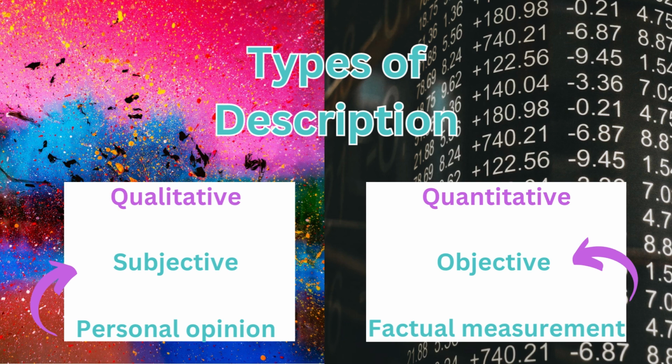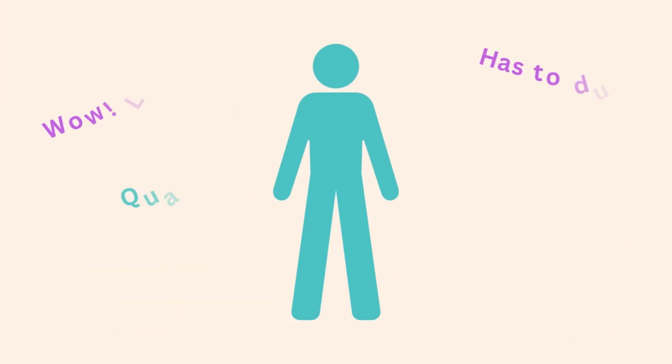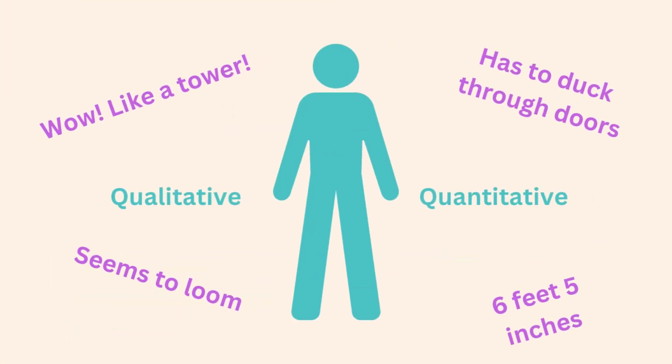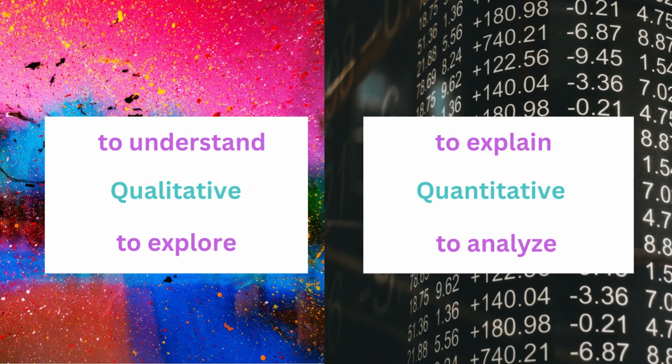For example, if I were to describe a tall man, qualitatively, I might write, "He was so tall, he seemed to loom over me like a tower." Quantitatively, I would explain, he was 6 feet and 7 inches tall and was forced to duck each time he passed through a doorway. Depending on the kind of writing you're engaging in, or the way your protagonist sees the world, you might opt for one of these types of description or the other, or maybe a mix of both.